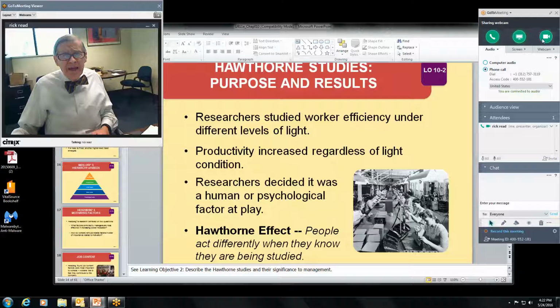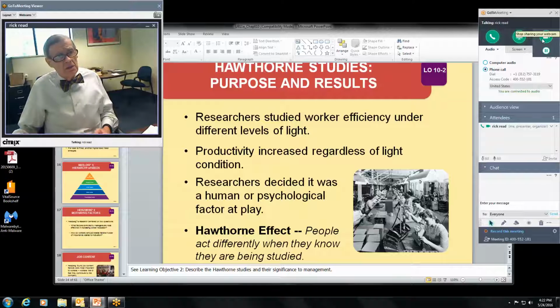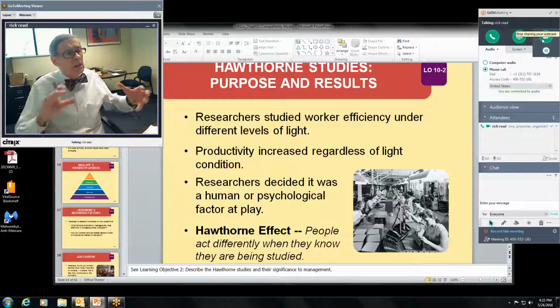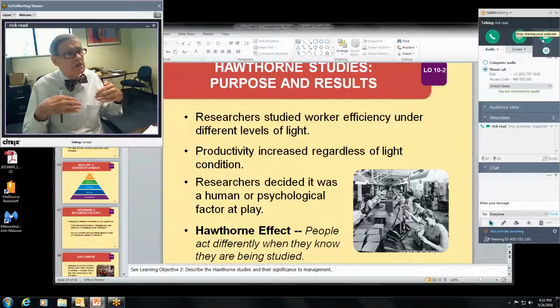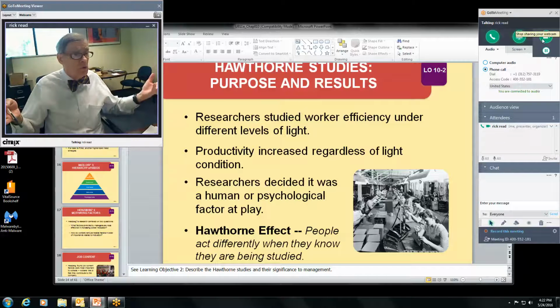The next thing we get to are the Hawthorne studies. These were conducted by a gentleman by the name of Elton Mayo, who was on the faculty at Harvard University, and some of his associates. What they did was a number of things to determine if conditions caused people to change how they worked. In one, they used lighting, and they kept decreasing the lighting in this particular room until the lighting was similar to moonlight.